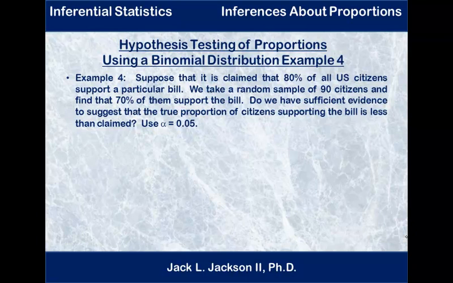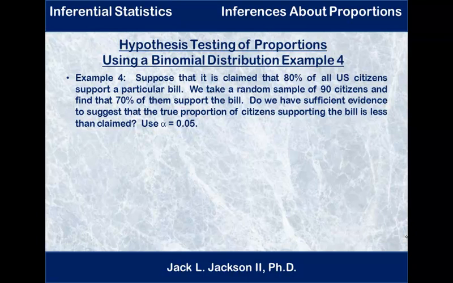So we do a random sample of 90 citizens and find that 70% of them support the bill. Well, that's less than 80%. Do we have enough evidence to suggest that the true proportion of all citizens that support the bill is less than the 80% they claimed? Let's try to test this with a hypothesis test at 0.05.